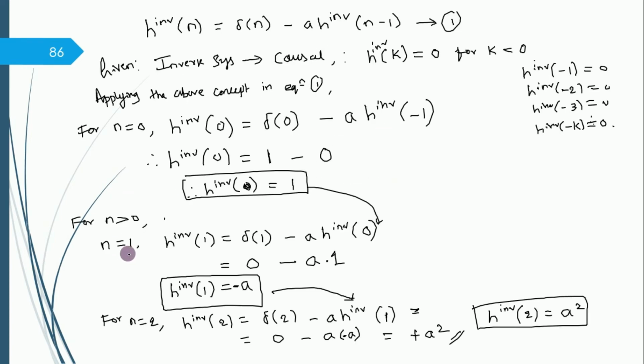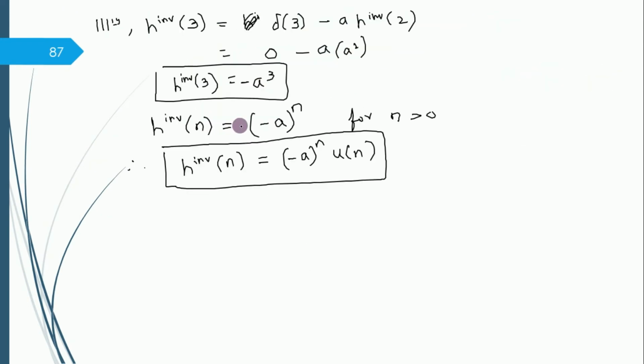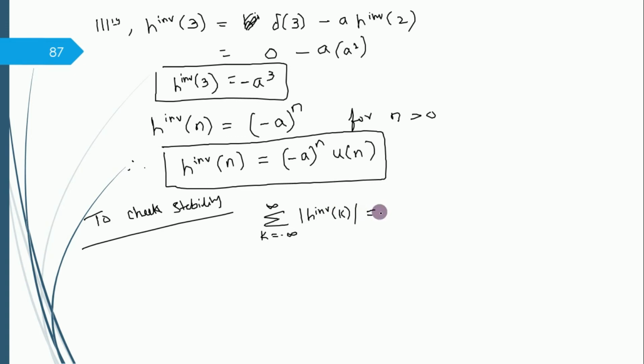So the question goes like this: find a causal inverse system that recovers x of n from y of n. That we did. They have asked us to check its stability also. To check its stability, we have to follow the condition. The condition is the summation k ranging from minus infinity to plus infinity of the magnitude of H inverse of k should be less than infinity. So that we write, it is a causal system.